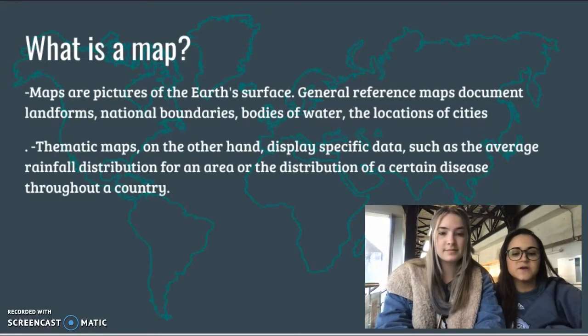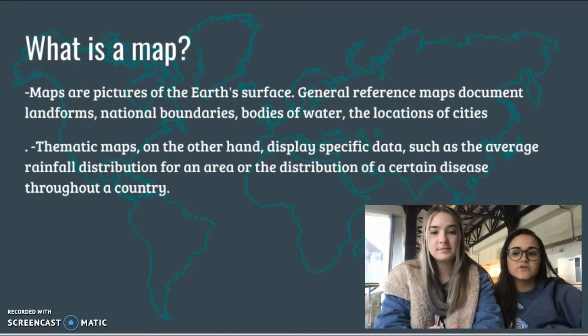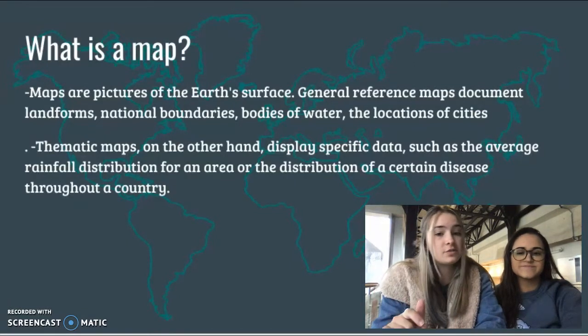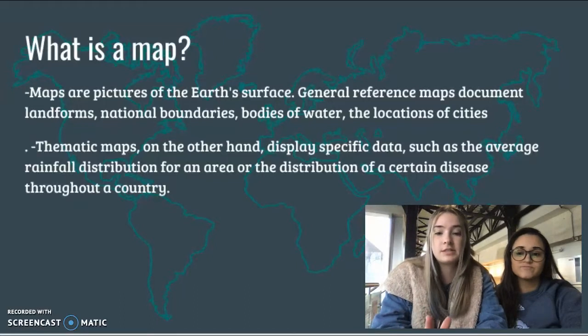A map is basically a picture of the Earth's surface, and it generally documents landmarks, natural boundaries, bodies of waters, and locations of cities. Thematic maps, on the other hand, display specific data, such as rainfall distribution for an area or the distribution of a certain disease throughout a country.